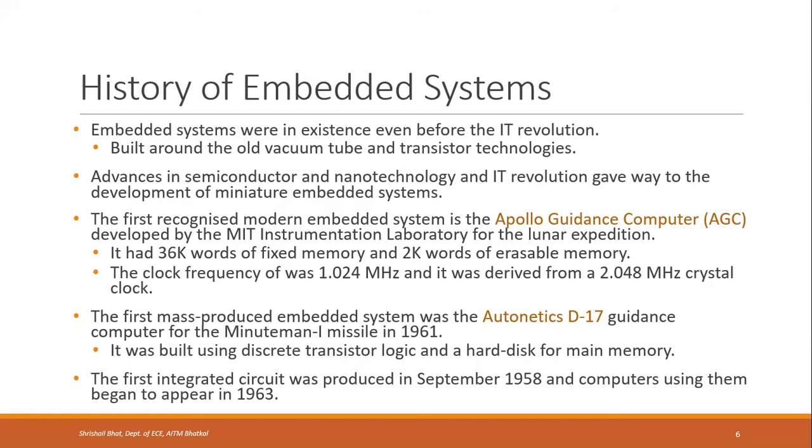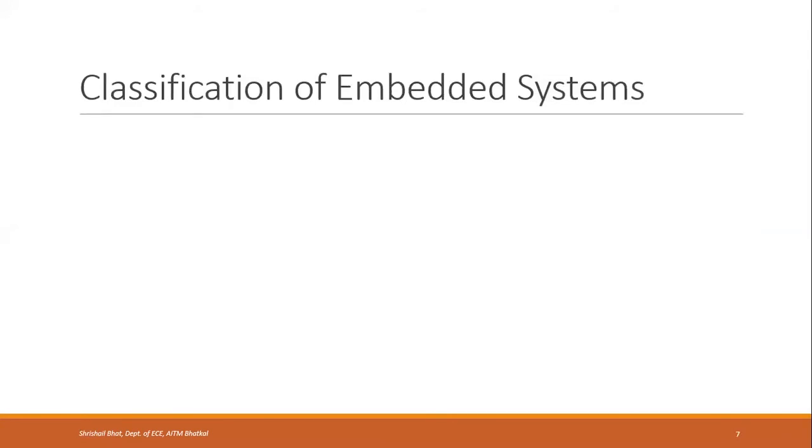And the first mass-produced embedded system was the Autonetics D17 guidance computer for the Minuteman I missile in 1961. It was built using discrete transistor logic and a hard disk for main memory. The first integrated circuit was produced in September 1958, and the computers using them began to appear in 1963. So this is a brief history of embedded systems.